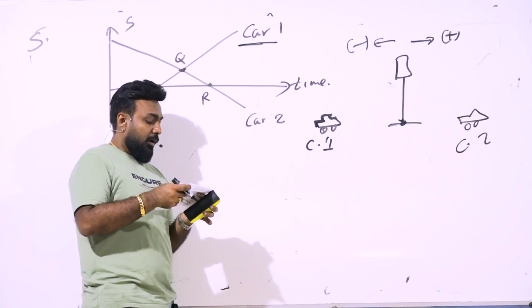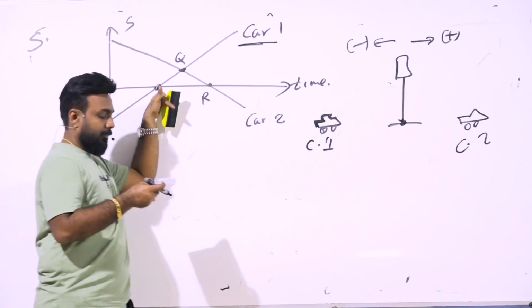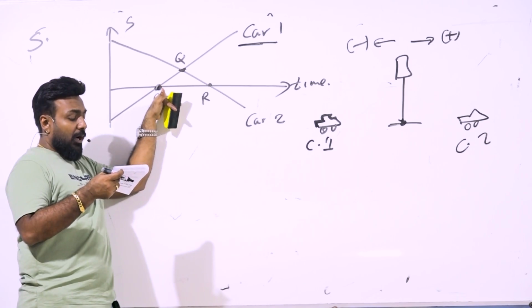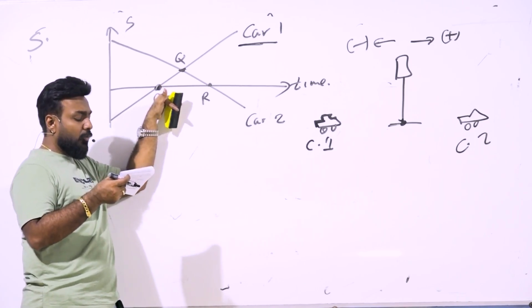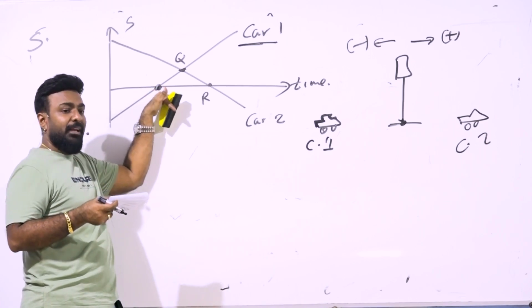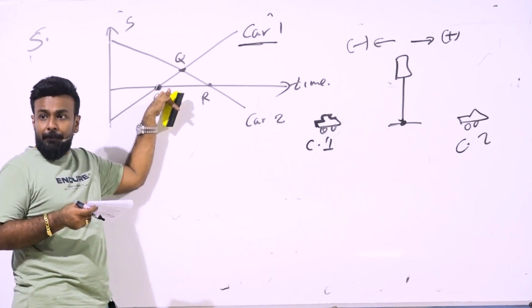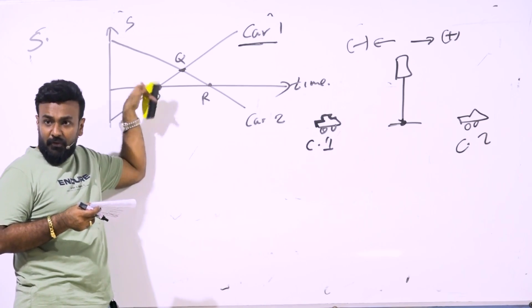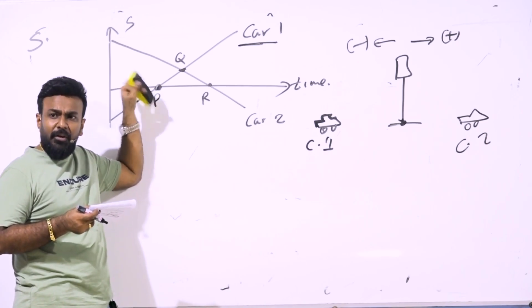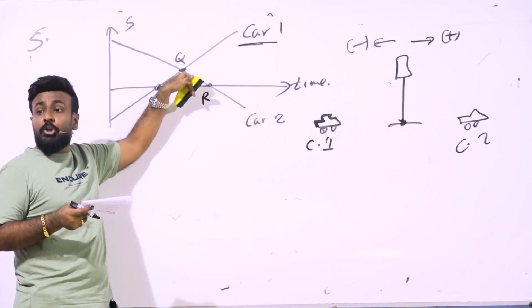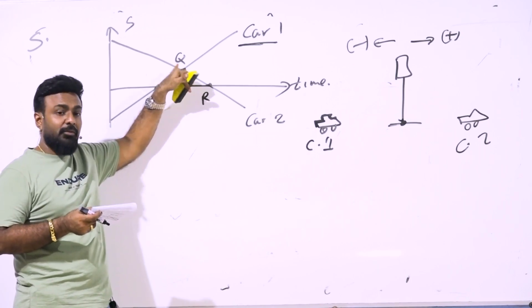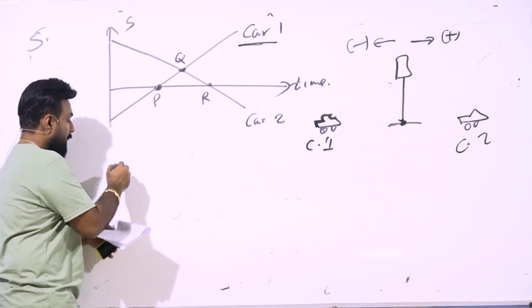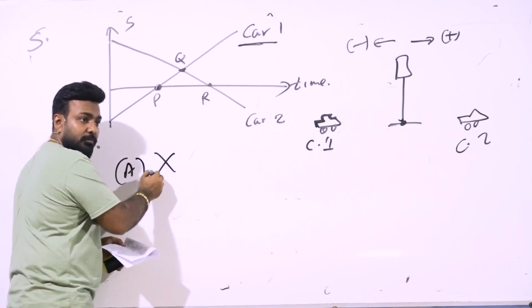Then, relevant to P: car 1 coming from the left crosses car 2. No. The crossing happens at a different time. Where do they cross? At the point Q. They have the same displacement at Q. So statement A is wrong.